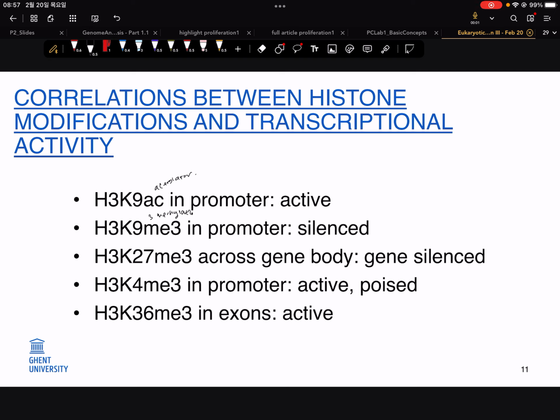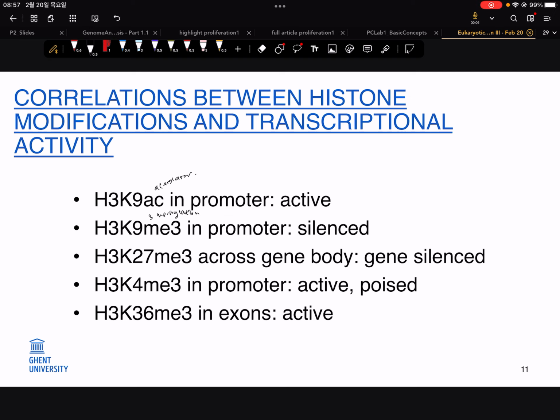So there are quite a lot of lysines, lots of Ks in the N-terminus of H3, and all of them can be modified, and all of them can have different results on gene expression. Now, these are the common rules, let's say, but there are always exceptions to many of those rules. For acetylation, we have the strongest association. If there is histone 3 lysine 9 acetylation in the promoter, the gene is typically active.